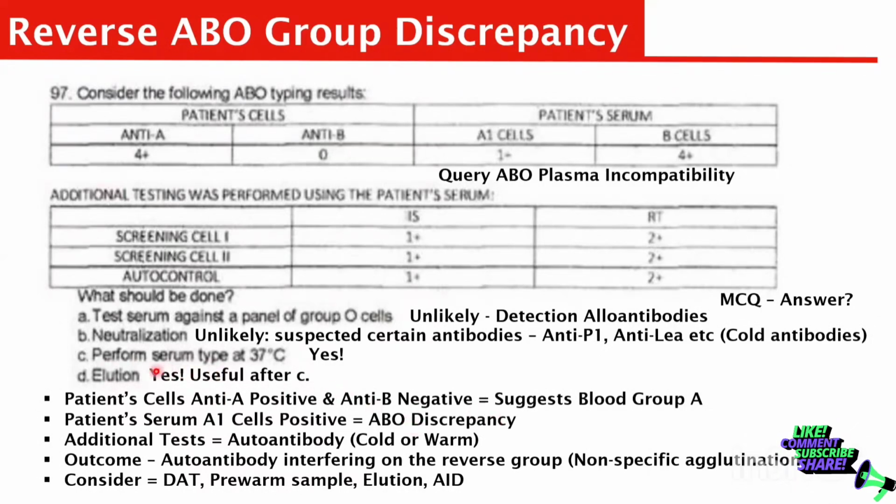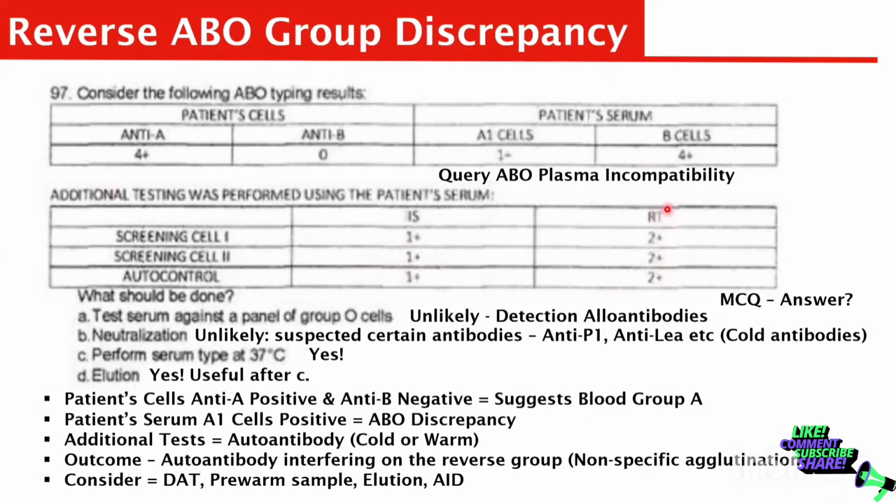that the answer should be C, because what we are suspecting here is autoantibody. And from the result we are getting here, we are feeling that the autoantibody is what is interfering in this very A1 cell, if that makes sense. Okay, and if that is the case as well, what it then means is that this autoantibody is also what is interfering in this very antibody screening cell, and of course it is also positive.